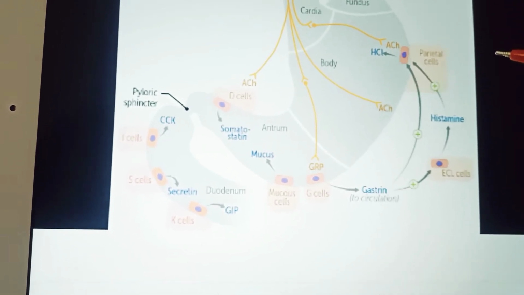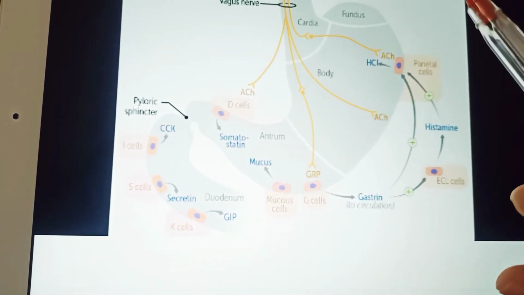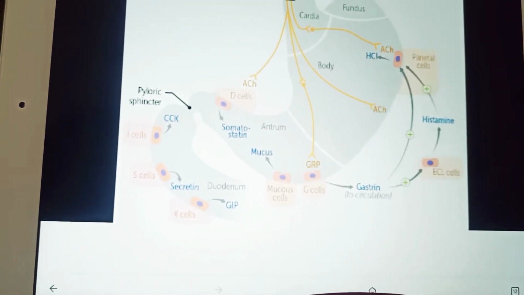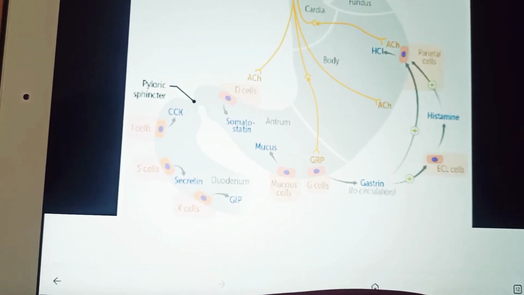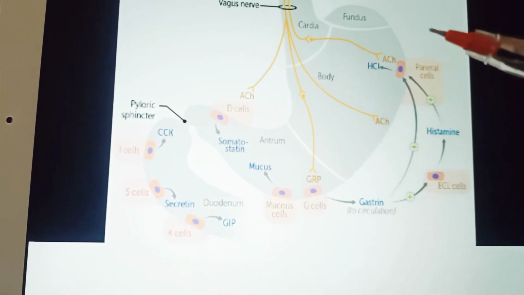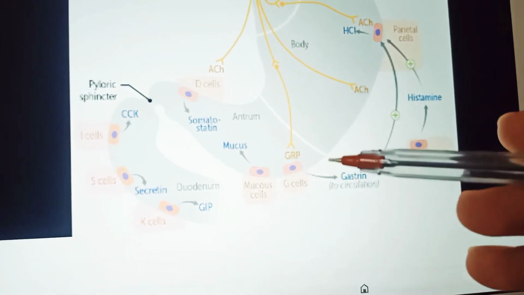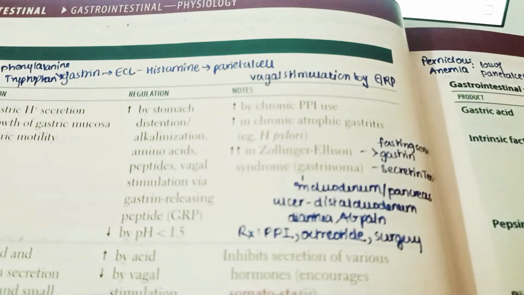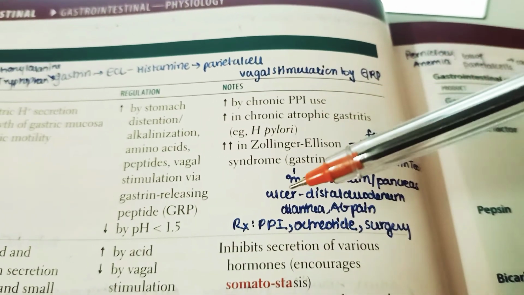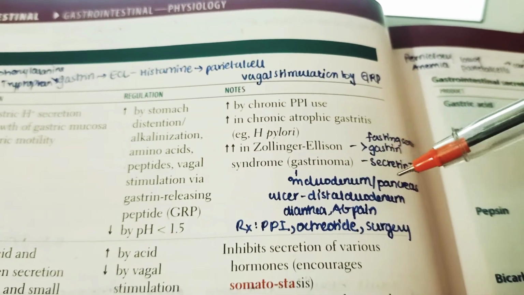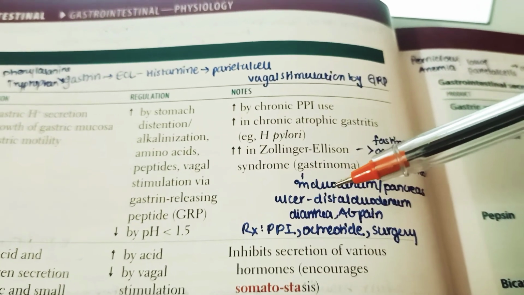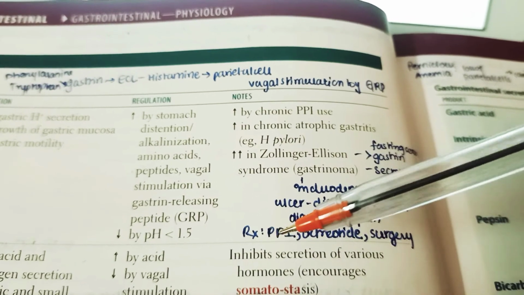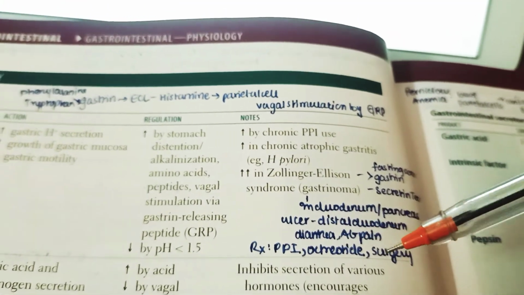And also in chronic atrophic gastritis, because of H pylori, when there is atrophy of the stomach, then also this gastrin will release more. And in Zollinger-Ellison syndrome, you know that there is a gastrinoma, which is producing more gastrin. For that we will do a secretin test. Actually you can see here, for gastrinoma we'll do a secretin test, and this gastrinoma may be present also in the duodenum and pancreas. It may form an ulcer in the distal duodenum, and it may cause diarrhea, abdominal pain. Treatment is PPI, octreotide, and also surgery.